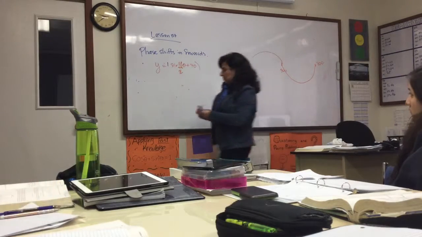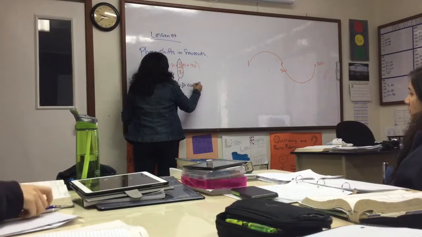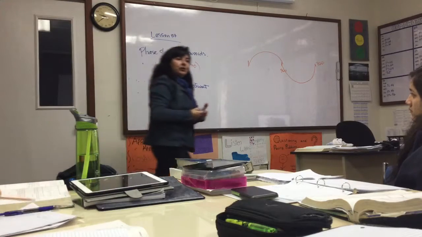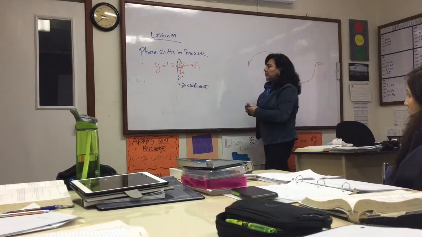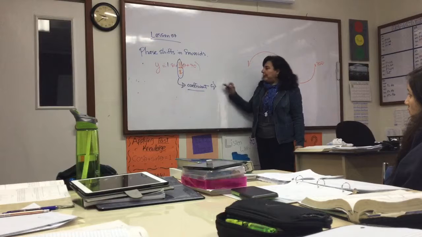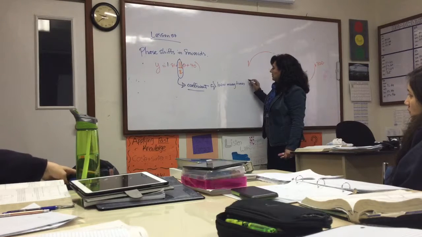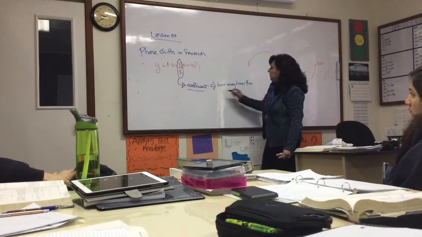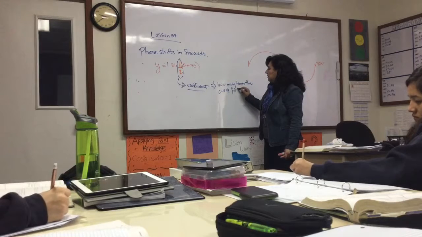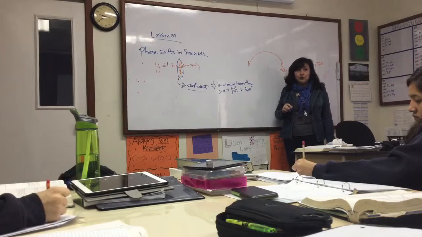Now, this number here, which we introduced, is called the coefficient. And what did we say the coefficient tells you? It tells you how many times the curve fits in 360. That's what the coefficient tells you.